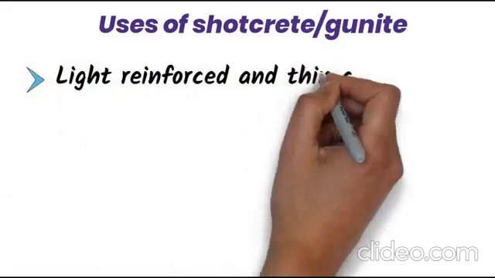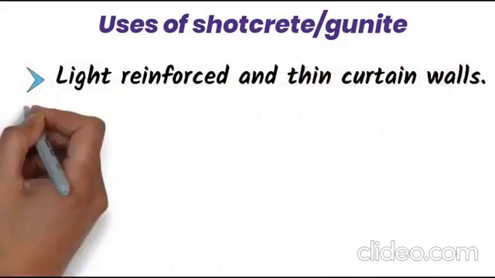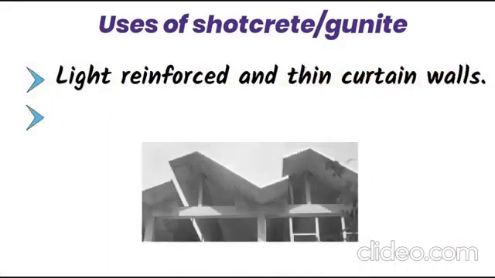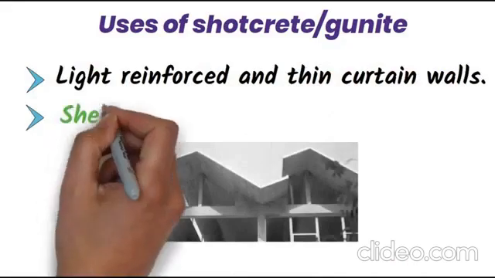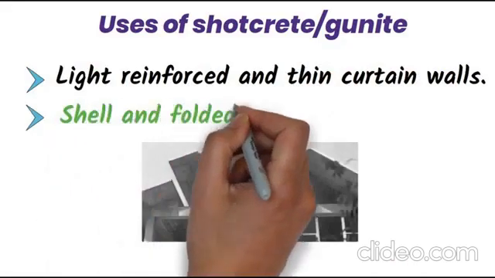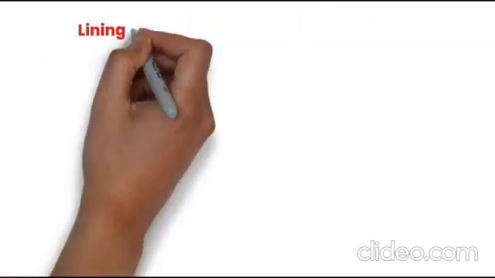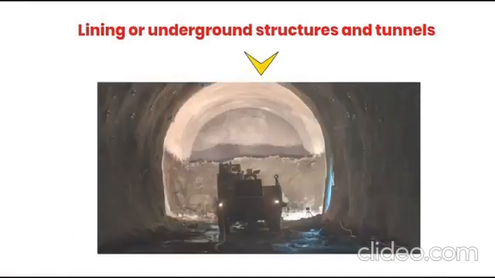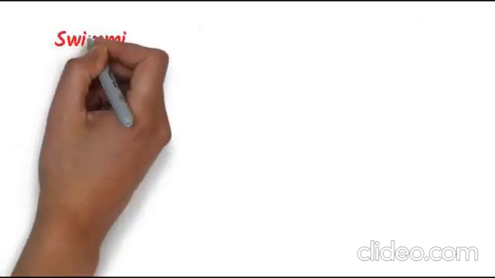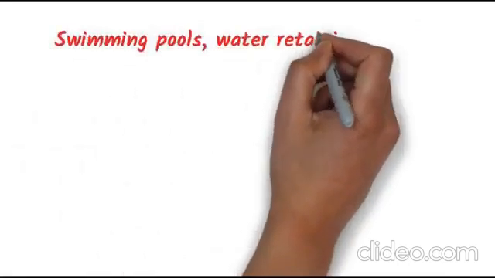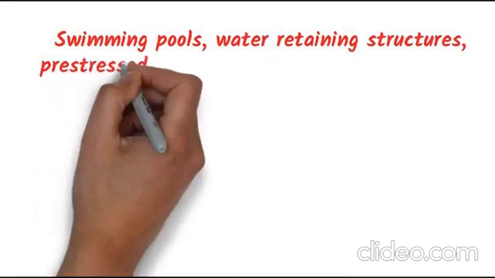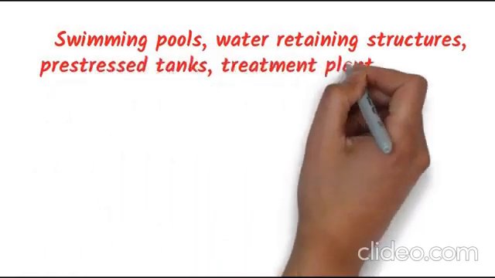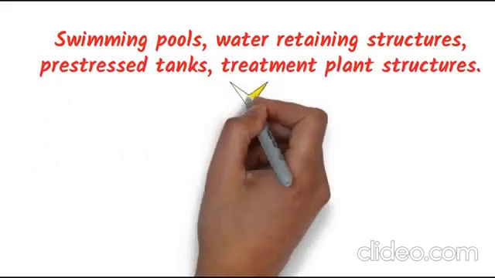What are the uses of shotcrete or gunite? They are used for light, reinforced and thin curtain walls. They are also used for making shell and folded roofs. And they are also used for making linings of underground structures and tunnels. Swimming pools, water retaining structures, pre-stressed tanks, treatment plant structures, etc. use this shotcrete or gunite technology.